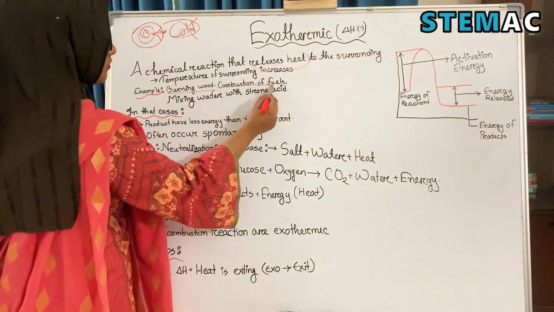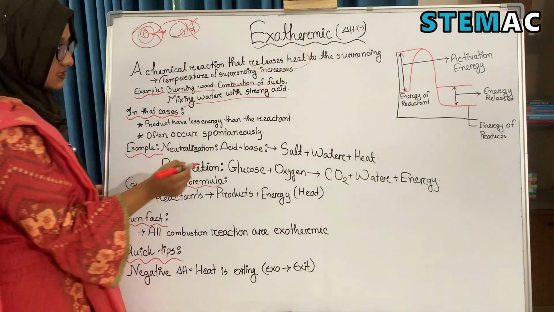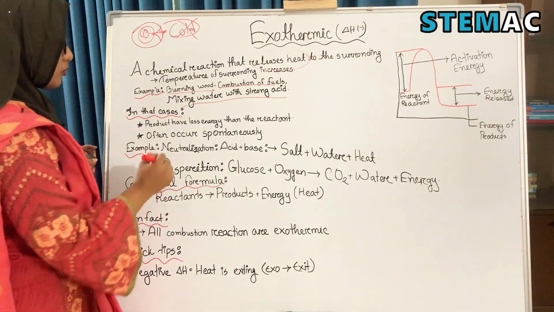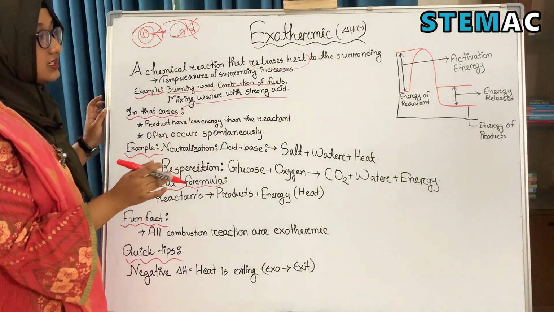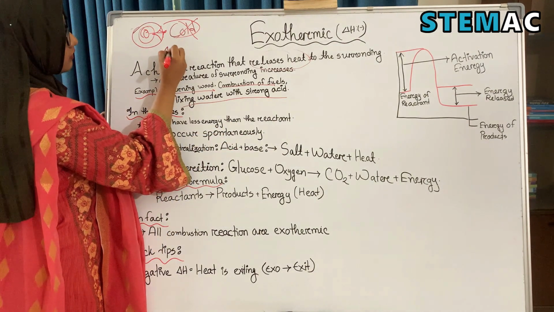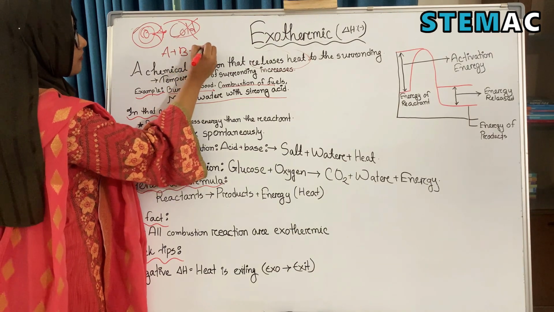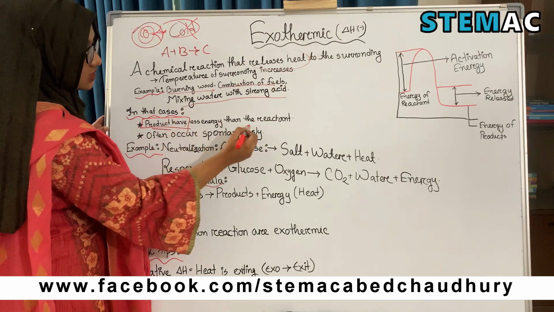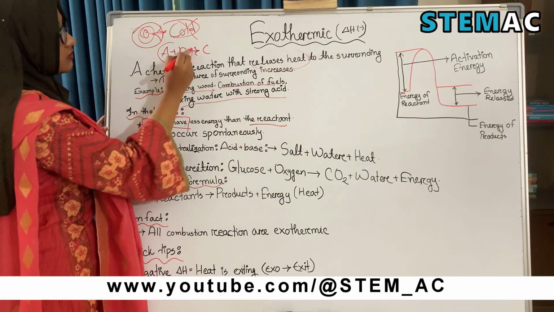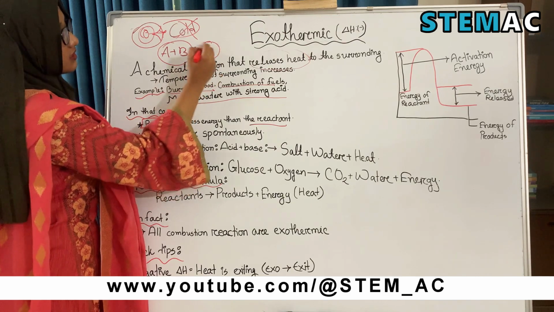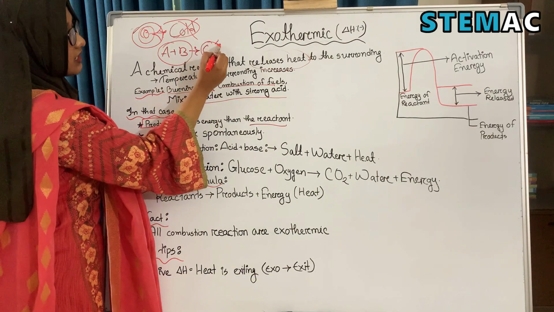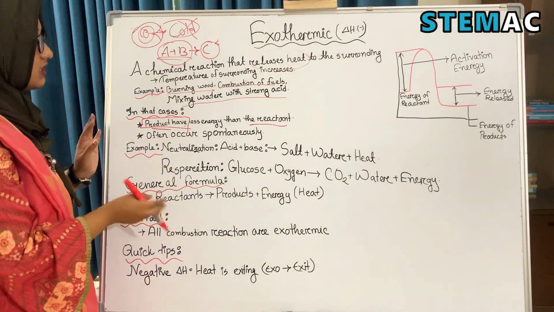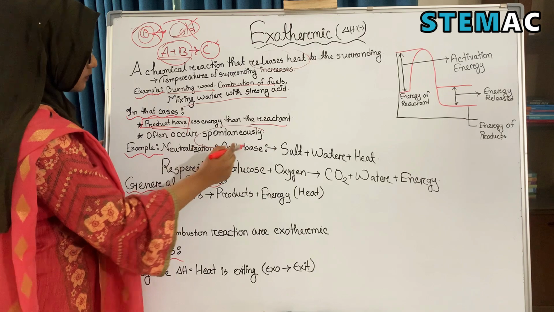Other examples are consumption of fuels and mixing water with strong acid. So in those cases, what actually happens? The products have less energy than the reactants. Here A plus B gives C. The products have less energy than the reactants. So here A and B are the reactants, and C is the product. That C is going to have less energy than A and B. It often occurs spontaneously.